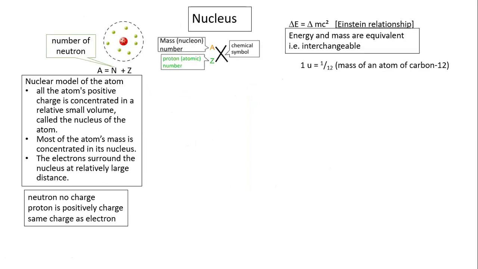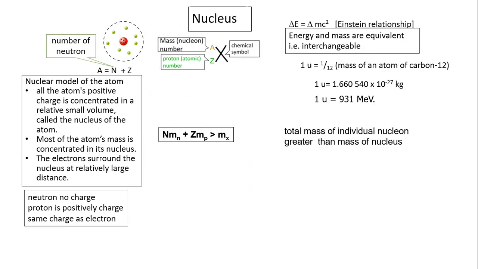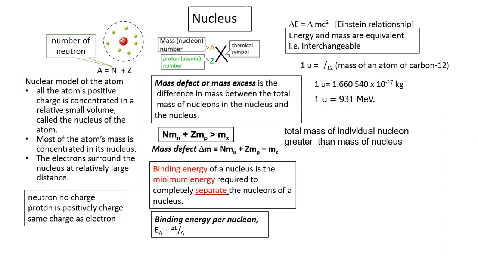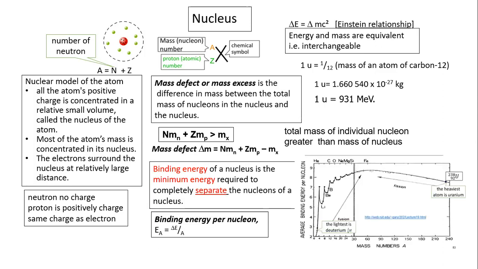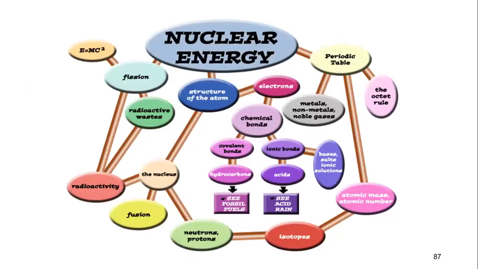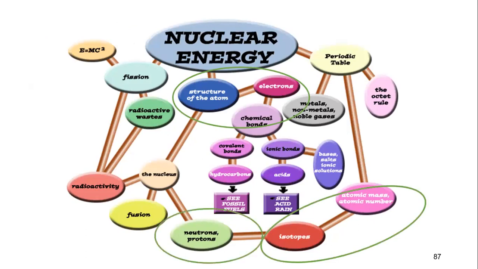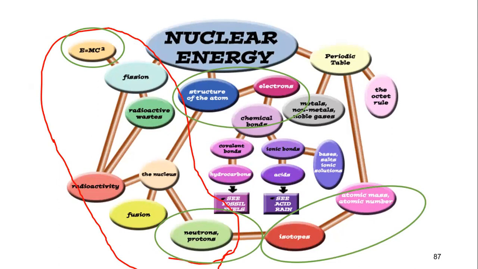Okay, I think we have completed. All these are for you to review. We have completed all that. Chemical bond is your chemistry part. We look at structure, atom, electron. Then we have looked at isotope, atomic mass, and atomic number. Neutron and proton. We have looked at E equals mc squared. So later on, next topic will be radioactivity, fission and fusion.